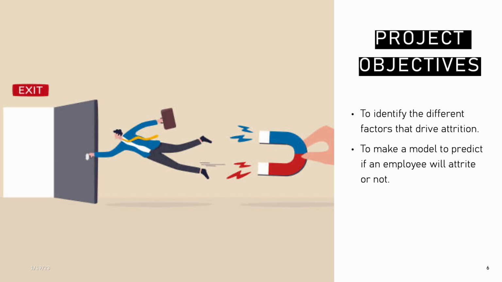So the data points that we discussed in the previous slides make up the project objectives from an organization's point of view. The first one is to identify the different factors that drive employee attrition from an organization, and the second one is to make a model to predict if an employee will attrite or not, so that organizations can make business decisions based on these analyses.